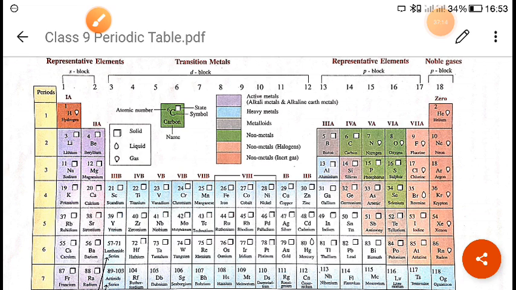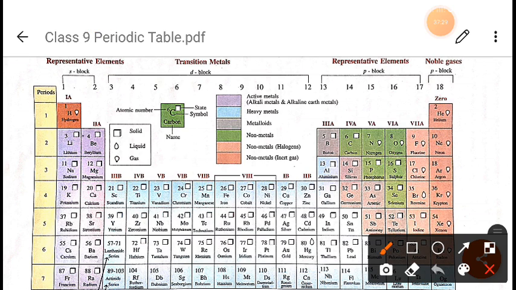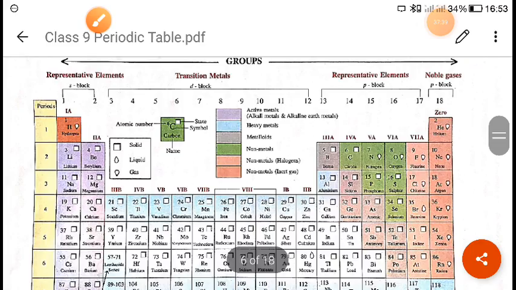Now, thus group 1 elements are the most reactive metals, while those of group 17 are the most reactive non-metals, right. What we can say is that group 1 elements are more reactive metals, and group 17 elements are more reactive non-metals, right. So I hope you have understood this.